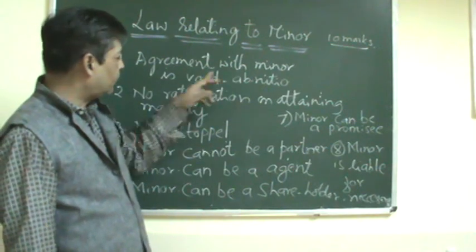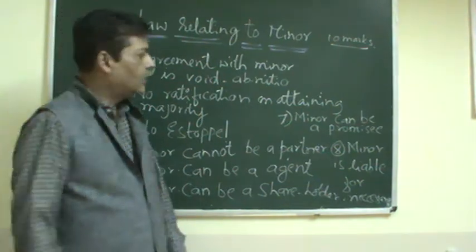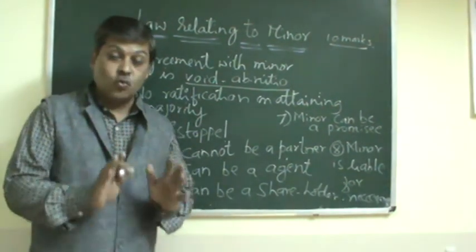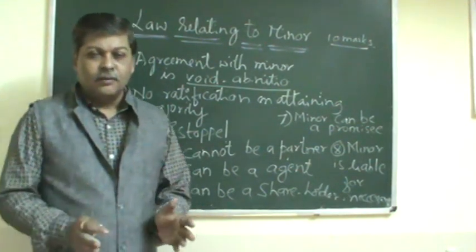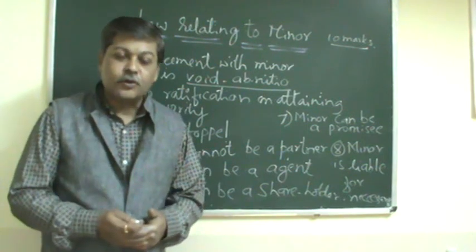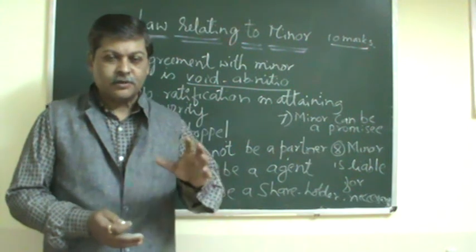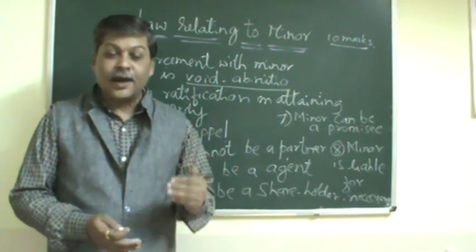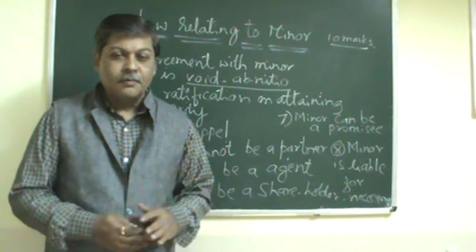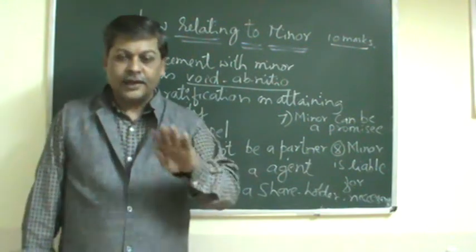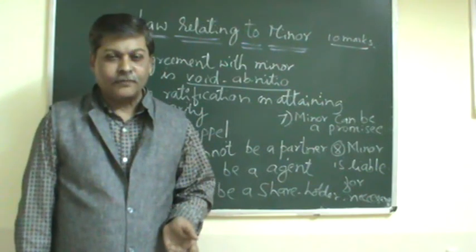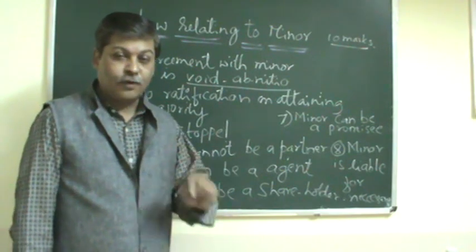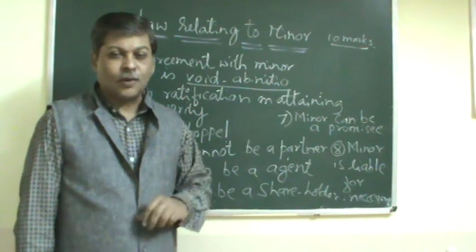The first one is: agreement with a minor is void ab initio. We have studied what is void. Void means the agreement with a minor is not enforceable in the court of law. When we studied the types of contract, you came to know that based on validity, there are valid contract, void contract, and voidable contract. An agreement with a minor is void, that is, the agreement is unenforceable in the court of law. But there is one more word added, ab initio. Ab initio means right from inception, right from the beginning, the agreement is void.